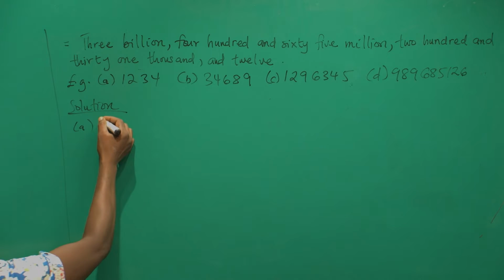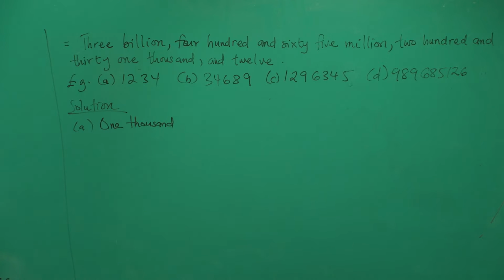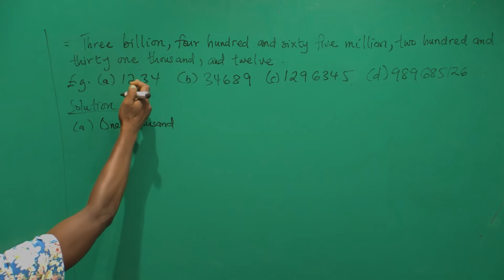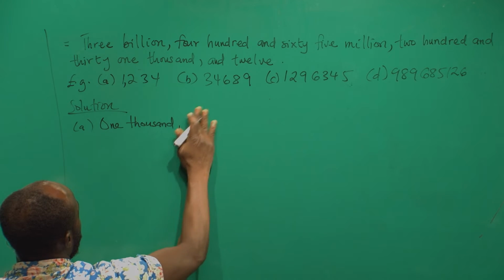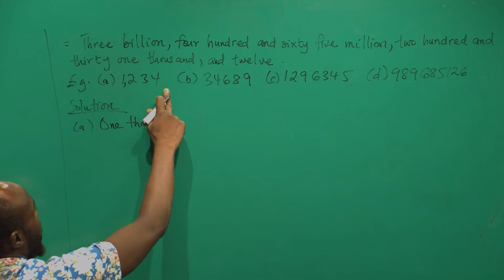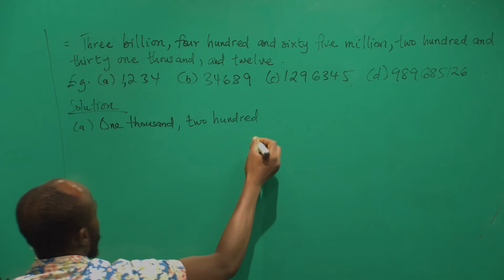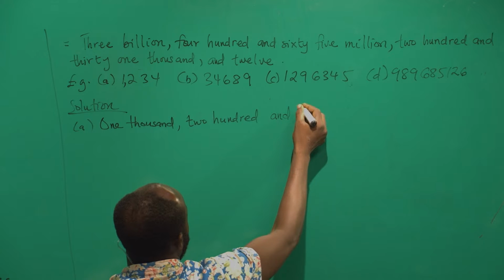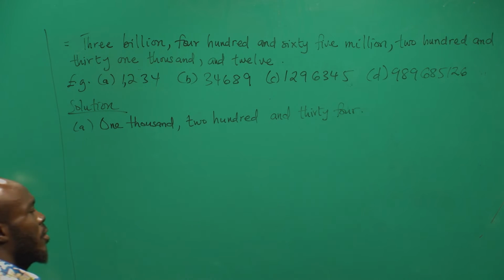So when we are writing this, it becomes what? 1,000. But before that, as I said, the period should also help you. 1, 2, 3. Then you give the comma. That is the period. So 1,000. Then this is 234. The spellings are always important, so you check your spellings also.